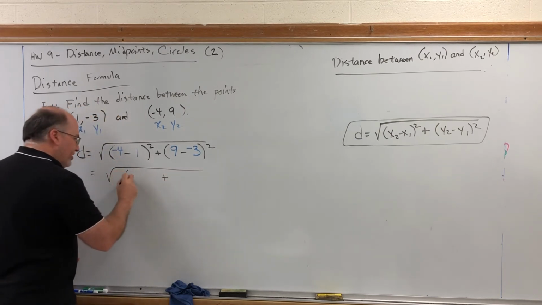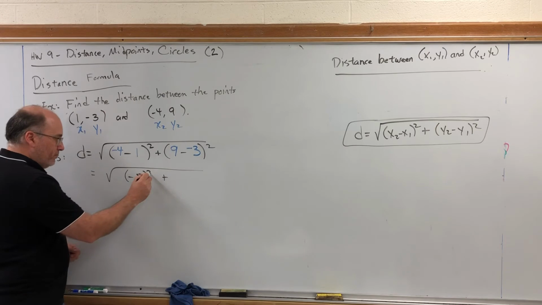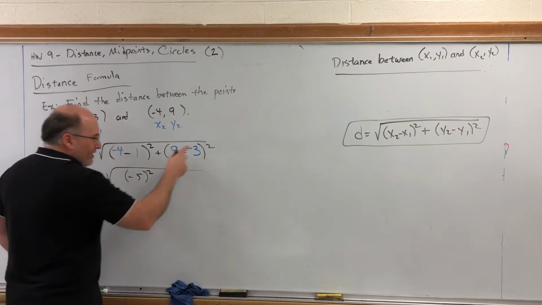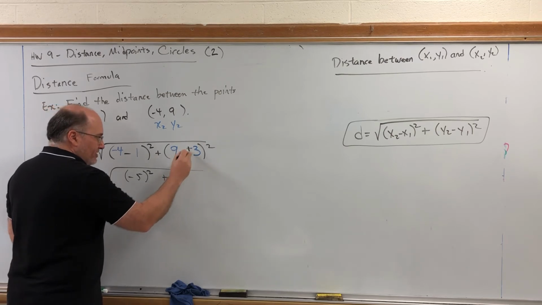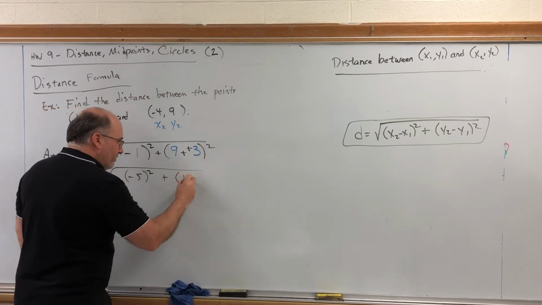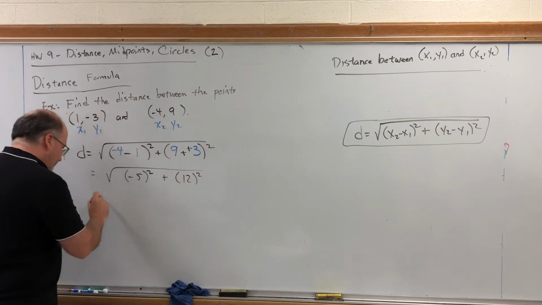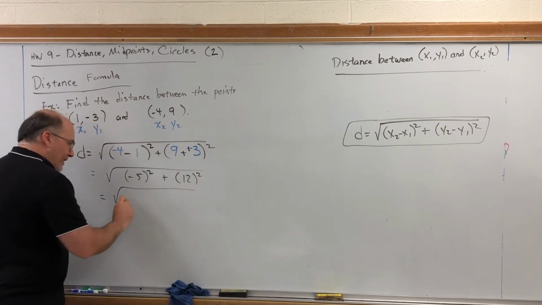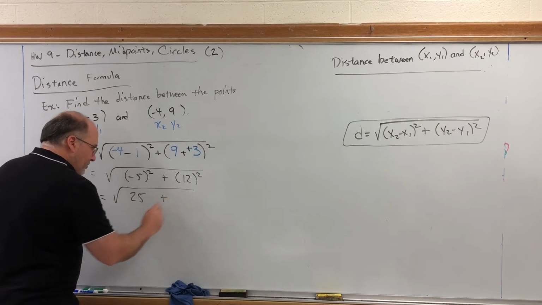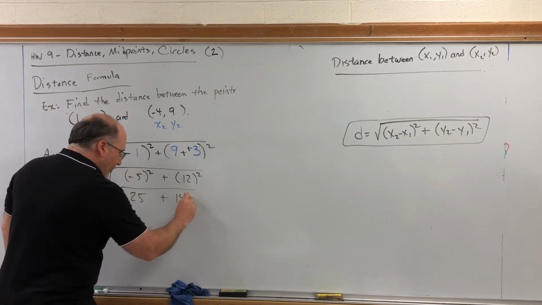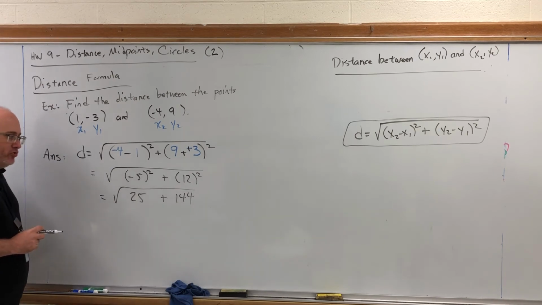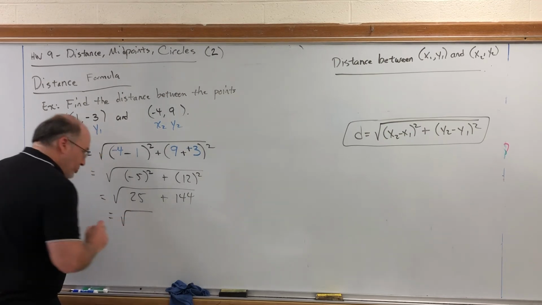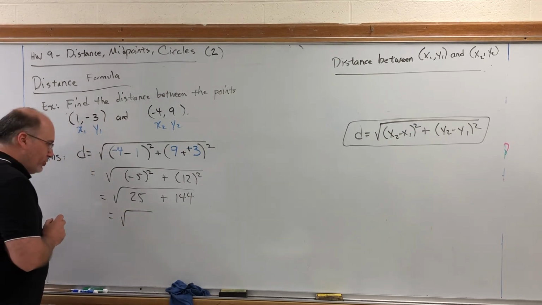-4 minus 1 is -5. That will get squared. Hasn't been squared yet. 9 minus -3. Minus a negative is the same as plus a positive, so 9 plus 3 is 12. That will get squared. -5 squared is 25. 12 squared is 144. I haven't done the square root yet, that's why it's still there. And I'm not doing it yet either, it's the last thing you're going to do.